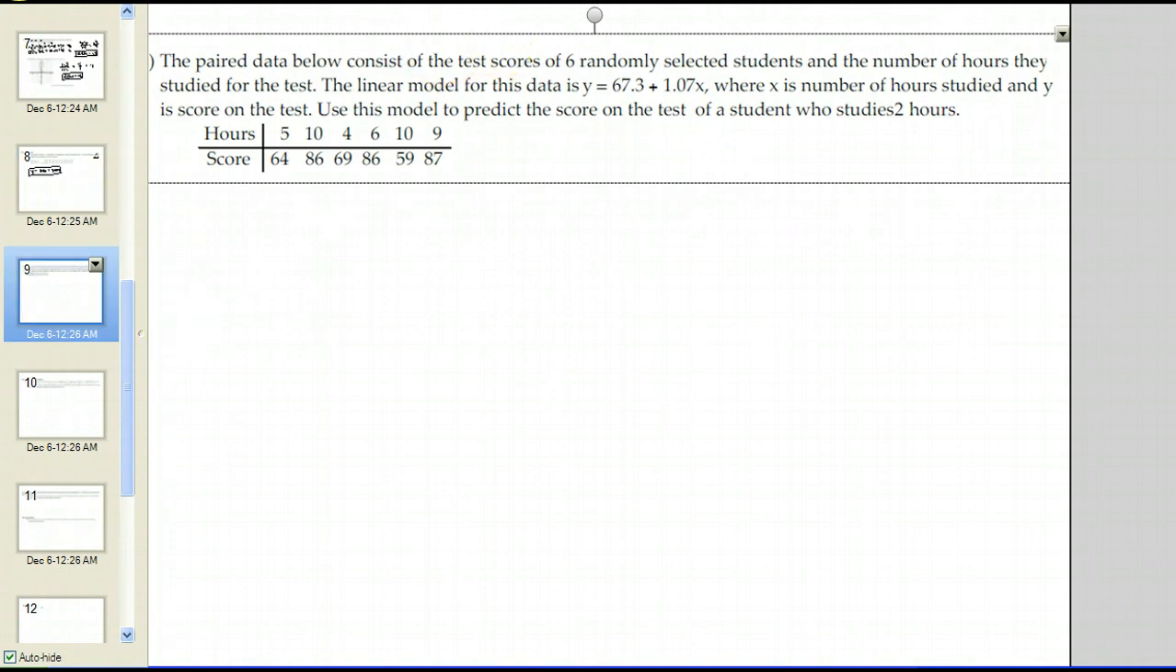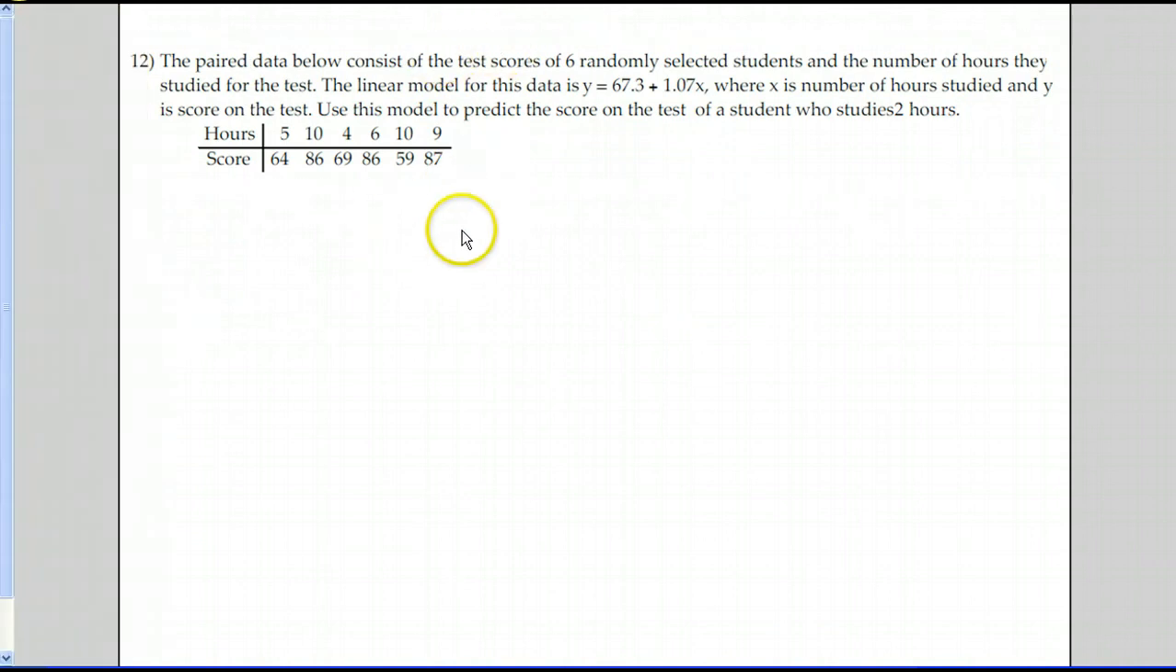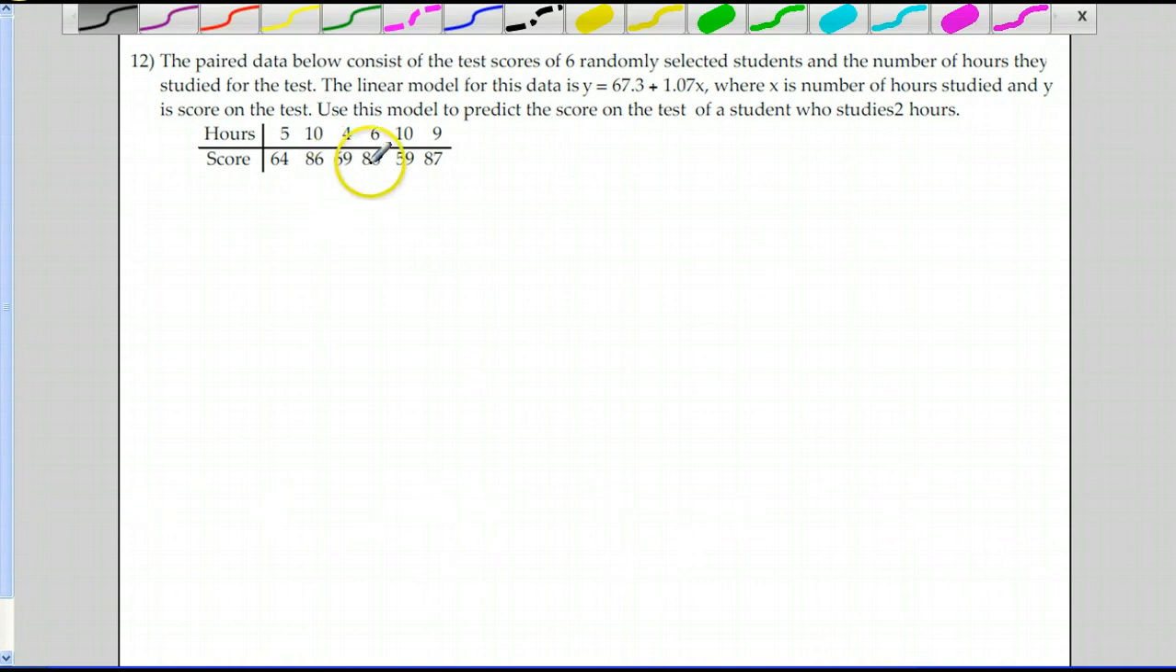Alright, next problem. More regression again. I'm going to give you something where you would either come up with a linear model or need to know how to use a linear model. This particular problem, I give you the linear model. That would be, if we did regression on this data set, this is what we would come up with. But this time I want you to use it.